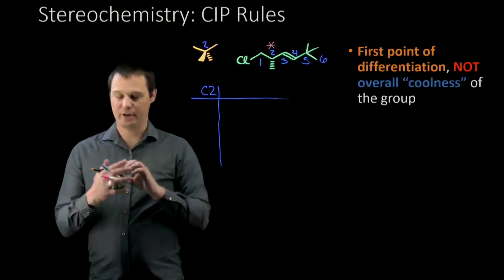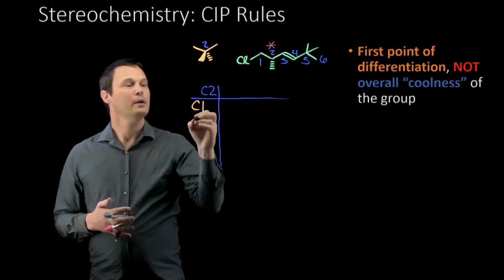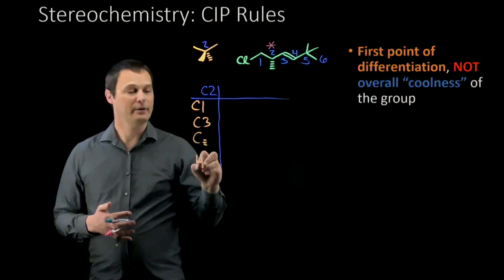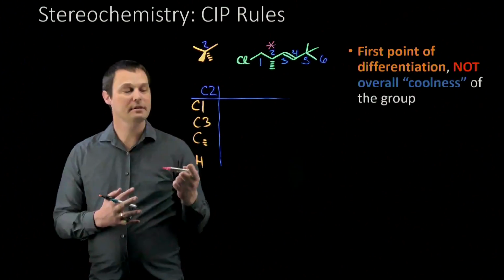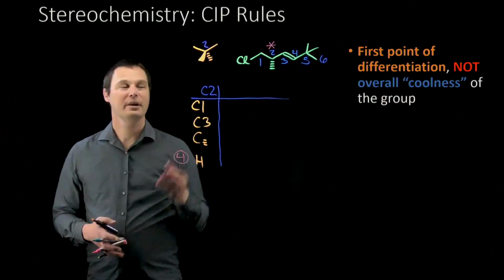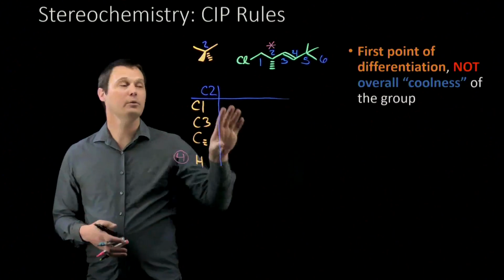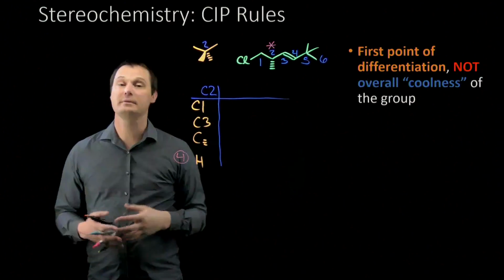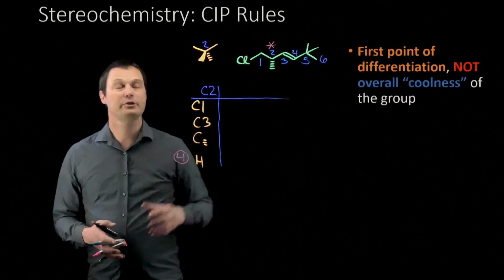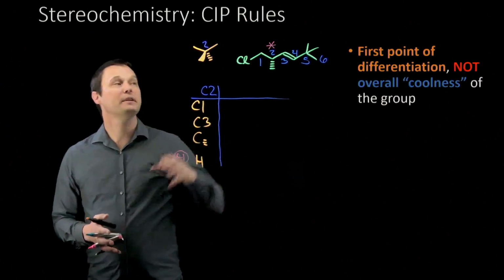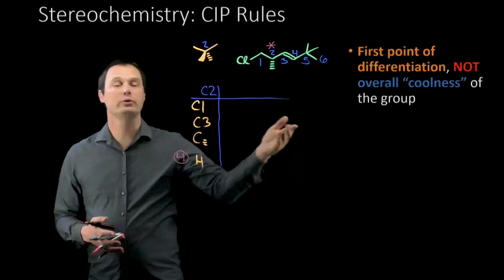The 3 groups attached to carbon number 2 are carbon number 1, carbon number 3, carbon on the dash, and the implied hydrogen. Hydrogen is the only unique element in this group, and it's always the lowest priority, so we can go ahead and say that hydrogen will be priority number 4. Here, we have a tie between 3 elements, no big deal. We'll still play war. We'll still go out to the next 3 elements attached to each of these 3 atoms and see how they compare. Remember, it's the first point of differentiation, not the overall coolness of the group, so don't make any judgments about what you see in the molecule before you do the analysis.